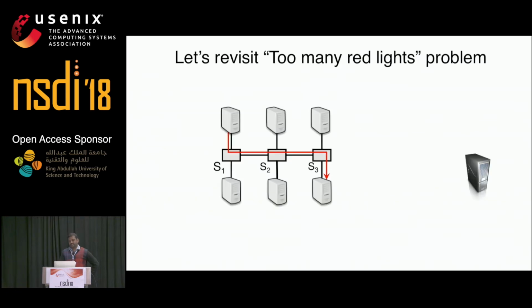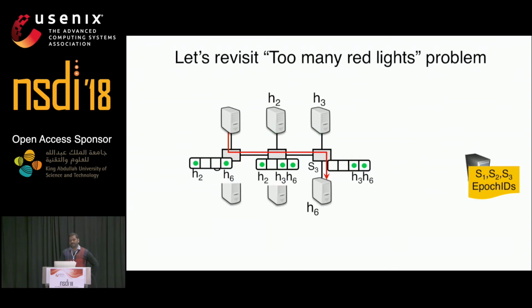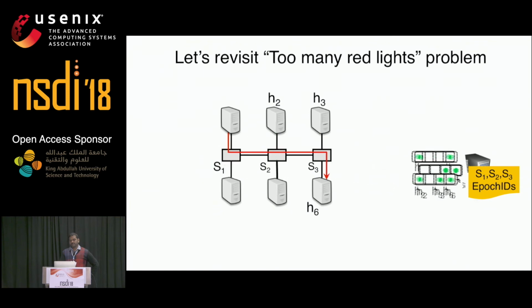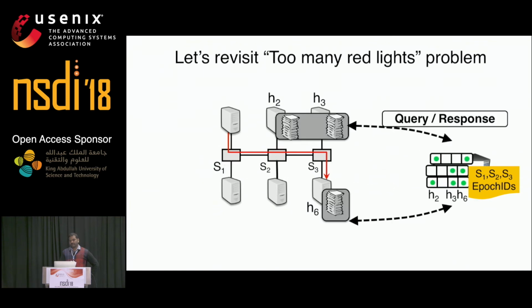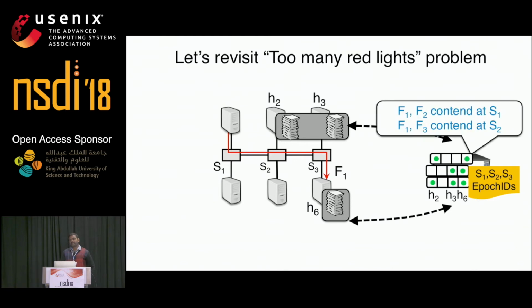Now let's revisit the too many red lights case and see how SwitchPointer debugs this problem. When the destination of the red flow observes a throughput drop, it raises an alert to the analyzer along with the switches in the path and also the corresponding switch epoch IDs. And then the analyzer retrieves the pointers to these end hosts. Next, it contacts the end hosts in these pointers, executes queries on the telemetry data stored at these places, and learns that F1 packets are delayed because of F2 at S1 and F3 at S2.